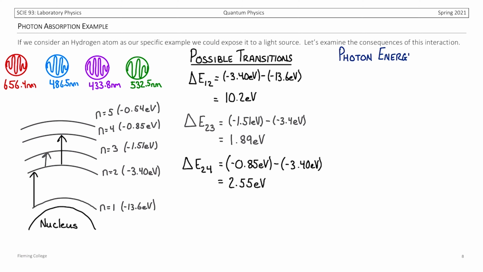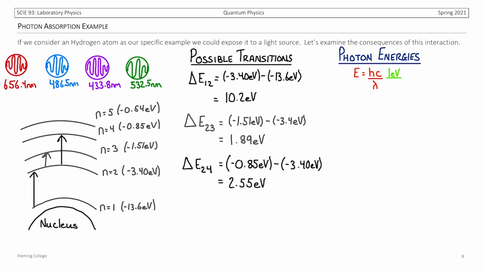Now we have to look at the photon energies that we are carrying to see if any of them would cause those transitions. Remember, this means that we look at the energy of the photon, which uses Planck's equation, except that we're going to substitute for frequency.